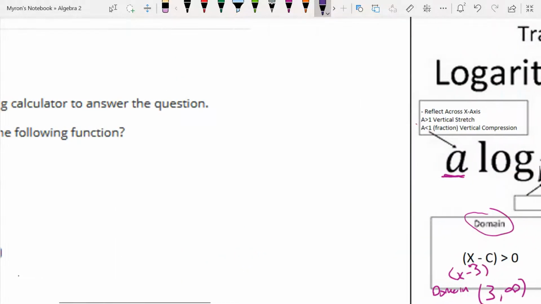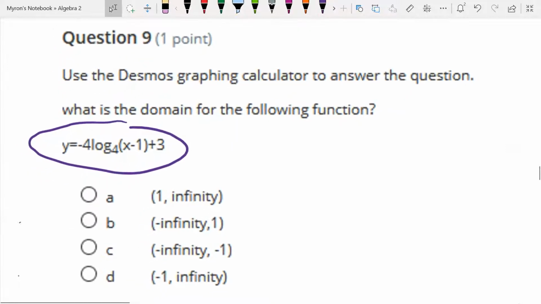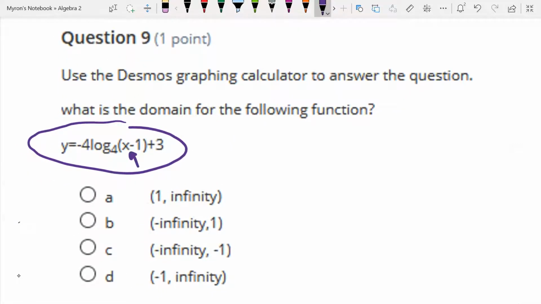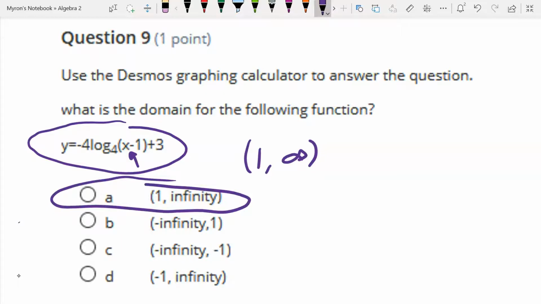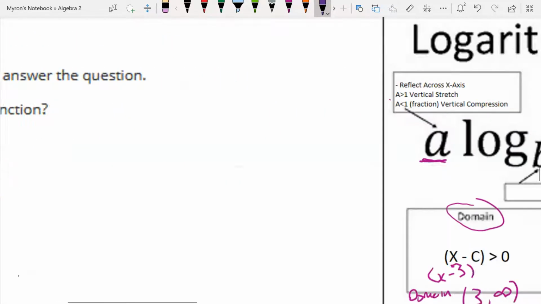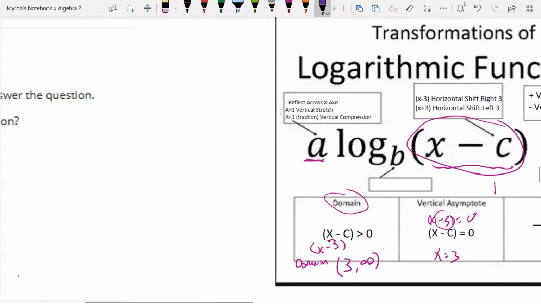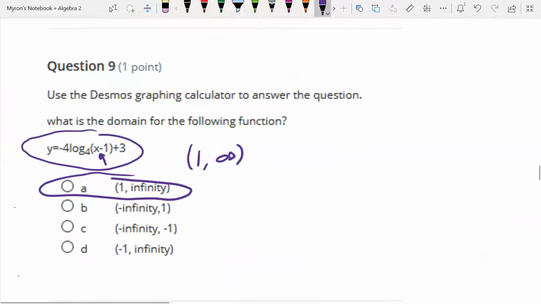So the domain on this one, x minus 1, you flip the 1, so it would be from 1 to infinity, right? So that would be A. But if you forget that little rule during the test, there is still a way to get it. You could graph it and look at it. And that's what I'm going to show you next. So if you forget the little rule that's on these notes right here, I can show you on the graph as well.